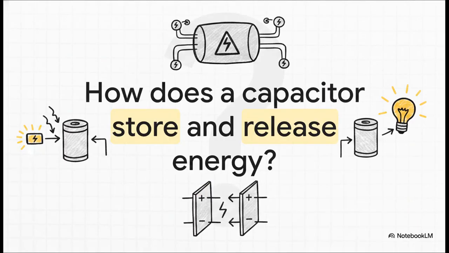You know that electronics are essentially just systems moving energy around, right? Well, in that system, the capacitor basically acts like the ultimate electrical water tank. But the big question is, how exactly does it store up that charge, and how does it release it the moment the circuit actually demands it?